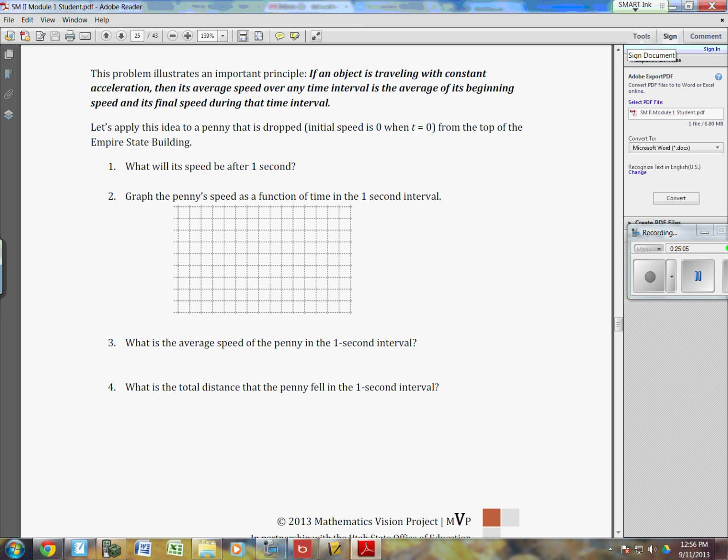Okay, we did the same thing with the penny. Do you remember we did this with the penny? What will be the speed after 1 second of the penny that's dropped from the Empire State Building? 32 feet per second, because we know that acceleration due to gravity is 32 feet per second. Graph the penny as a function of time in 1 second interval. We did that. What is the average speed of the penny in the 1 second? The average speed wasn't 32. What was the average speed, you guys? 16, because remember we took the starting speed, which is 0, and the ending speed, which is 32. We add them together, divide by 2, which is 16. We found the average of the starting and the ending speed, in other words, right?